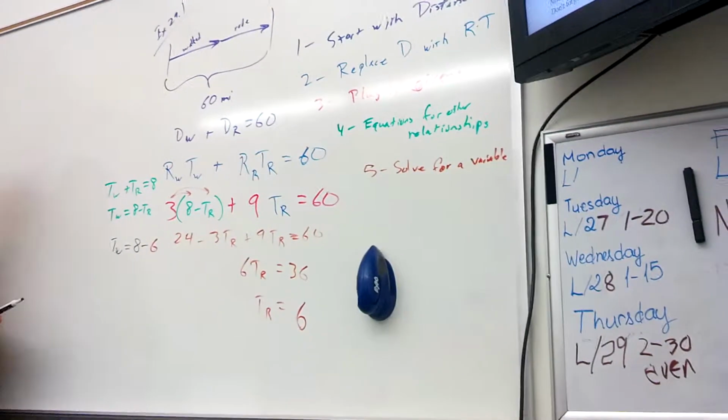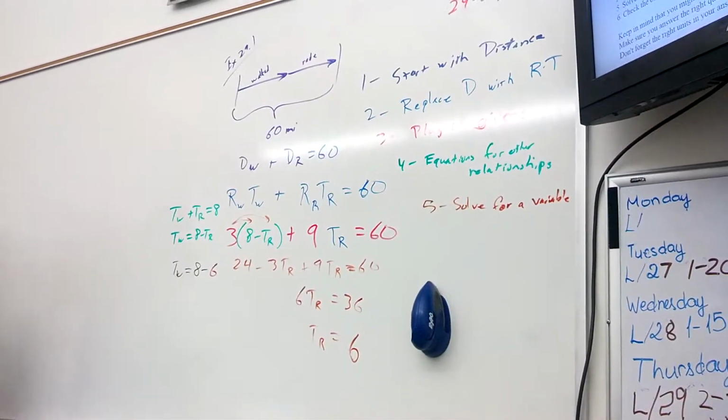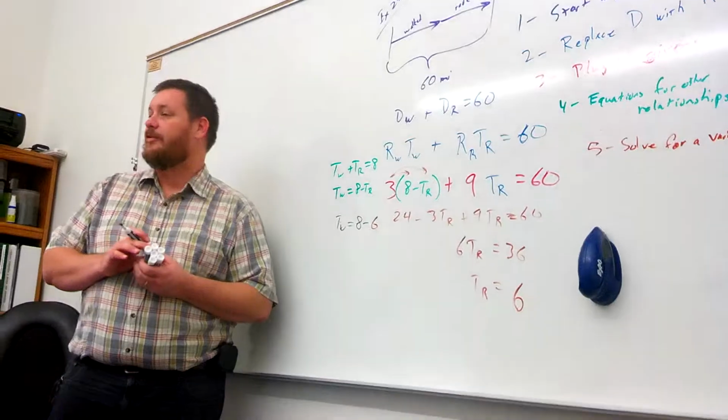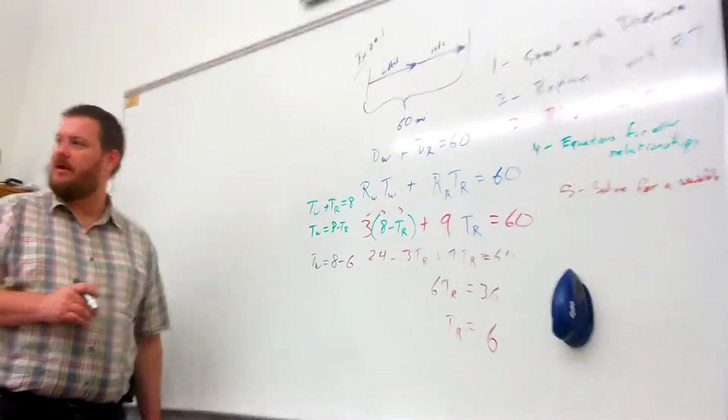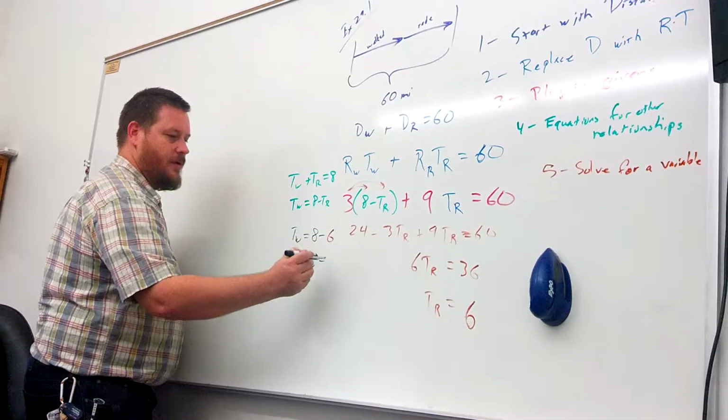Would it have been better if you solved for TW instead of TR? Certainly could have. It would have been slightly shorter, slightly more efficient. I just wasn't looking ahead that way. Alright. So then TW equals 2.